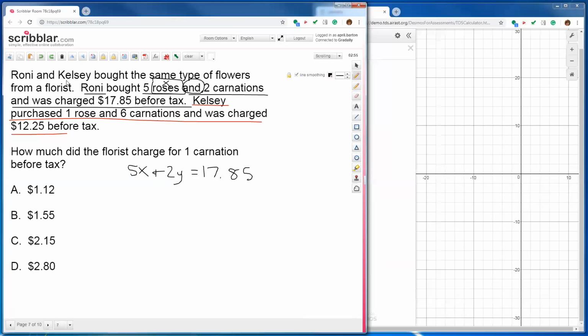Okay, so now we're going to use the Kelsey sentence to write a second equation. Kelsey purchased 1 rose. What letter did we use for rose? It was X. 1X. And then 6 carnations. What letter do we use for carnations? Y. And then how much was she charged for the roses and carnations? $12.25.